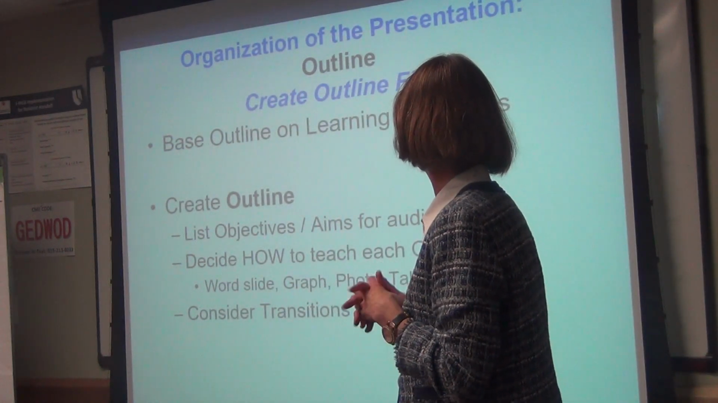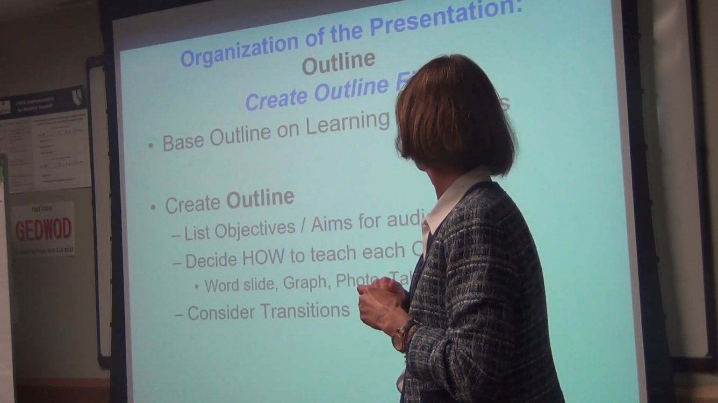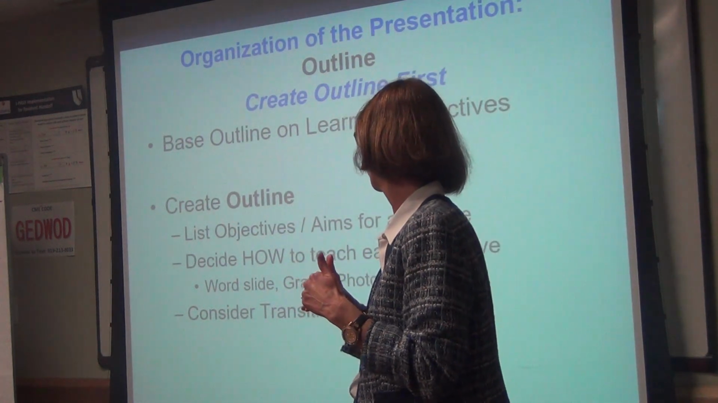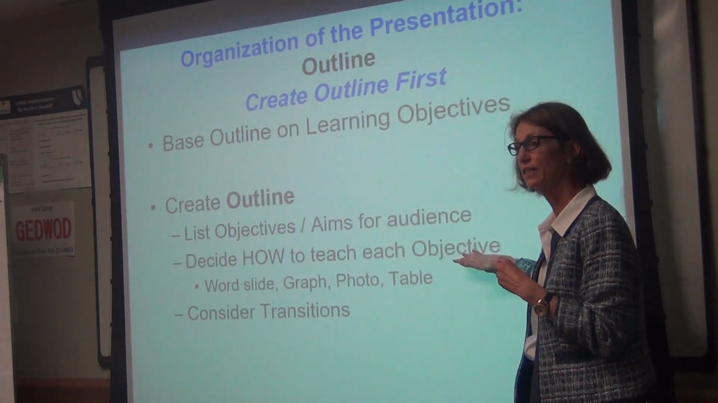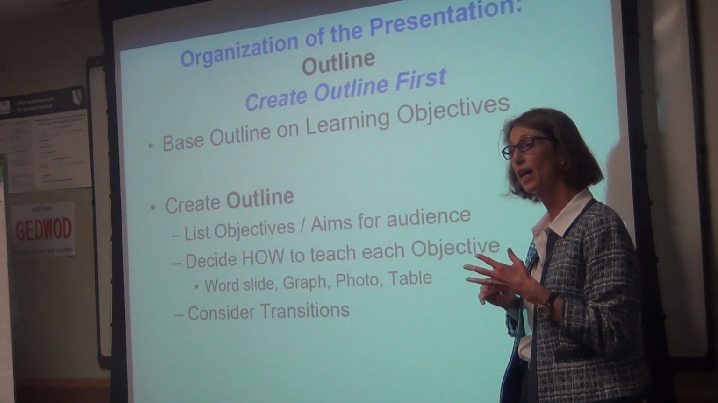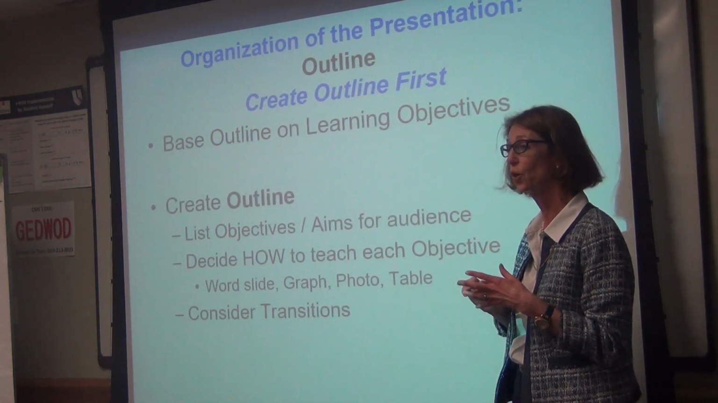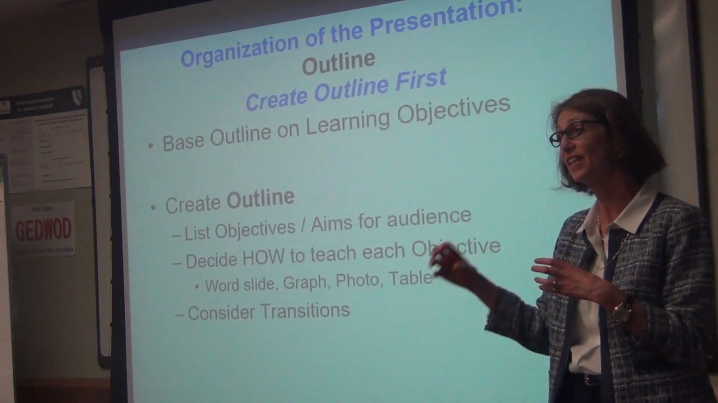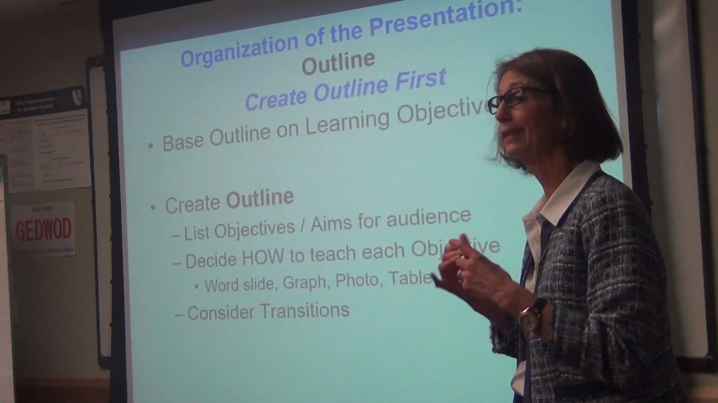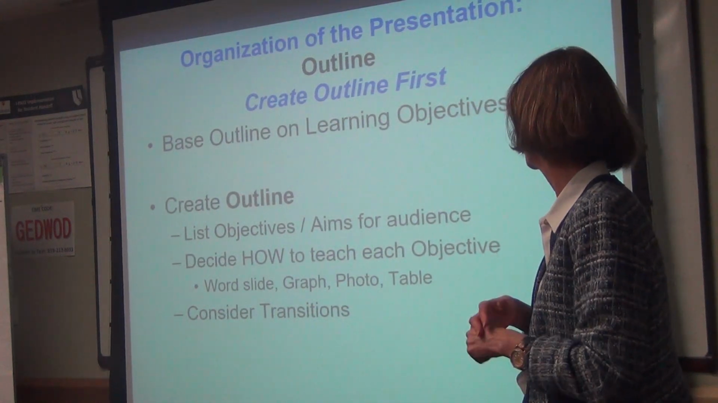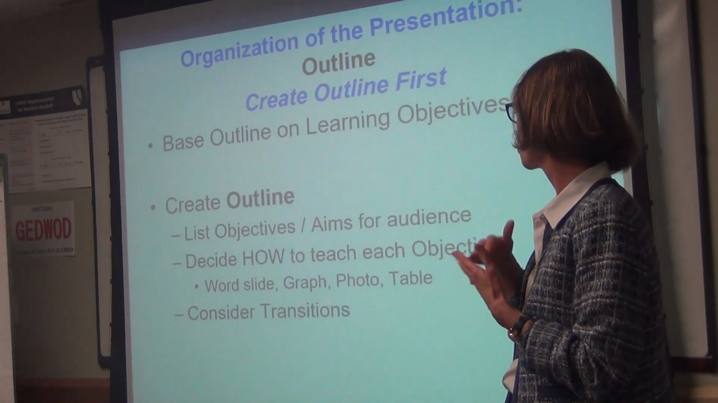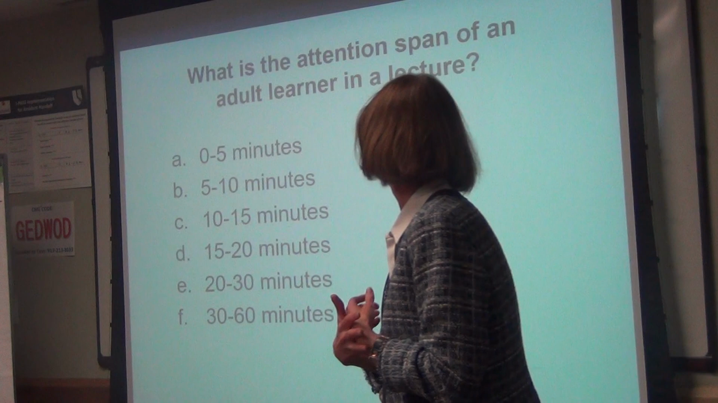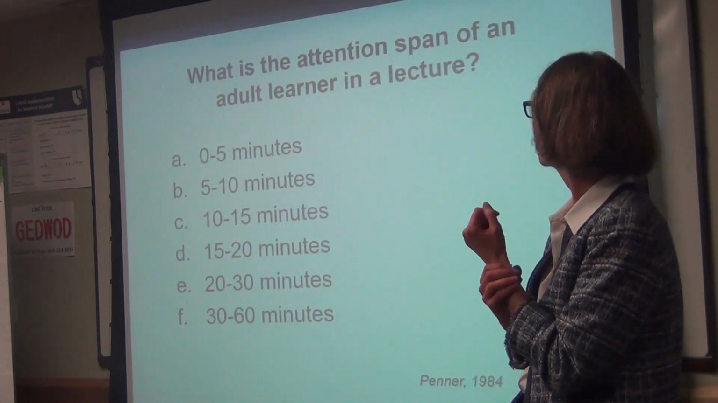So you base your outline on the learning objectives. When you're creating an outline, you list the objectives or the aims, and you decide how you're going to teach each objective. Is it going to be word slides? Is it going to be a word slide and a graph, a photo, a table? How are you going to discuss each of these? How is it going to best emphasize it? What study are you going to use to emphasize diagnosis in TB or presentation, right? And then think about how you're going to transition from one to the other, which in medicine, transitions are usually pretty easy. So what is the attention span of an adult learner in a lecture?